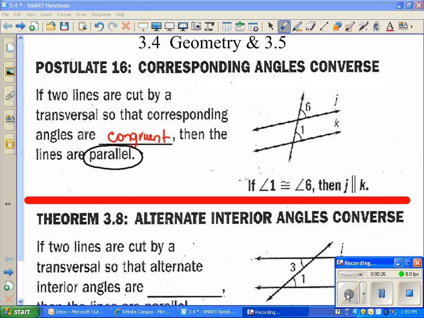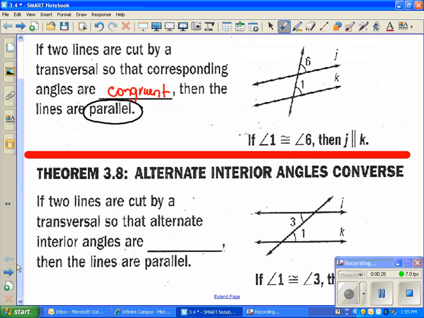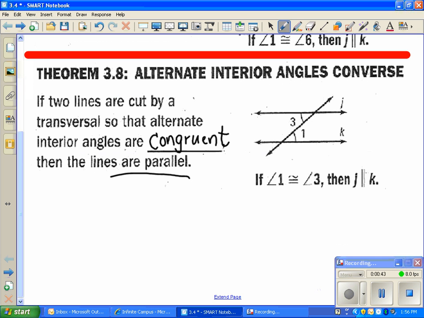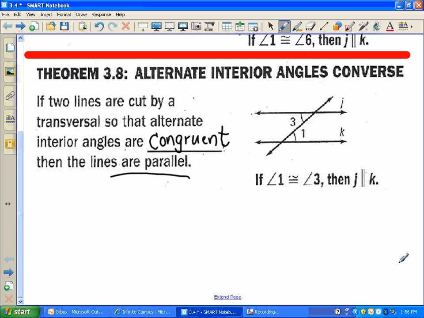All right? Moving on with alternate interior angles. If you've got lines cut by a transversal and the alternate interior angles are congruent, then I can say that the lines are parallel. Okay? I can see that if angle 1 is congruent to angle 3, then I know those two lines, line J and line K, are parallel. You see those two little slash marks, that means parallel. They look more up and down on that because that's just the way I typed it.